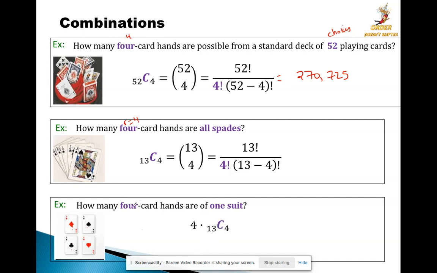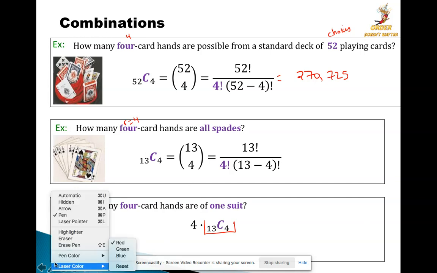The next one is how many 4-card hands are there just of one suit? We'll just take your previous answer and multiply by 4. No big deal.